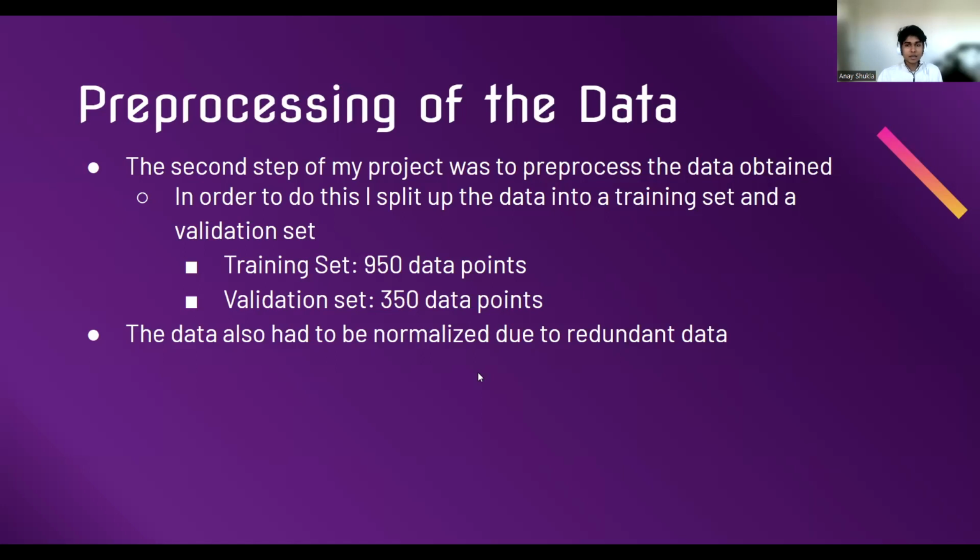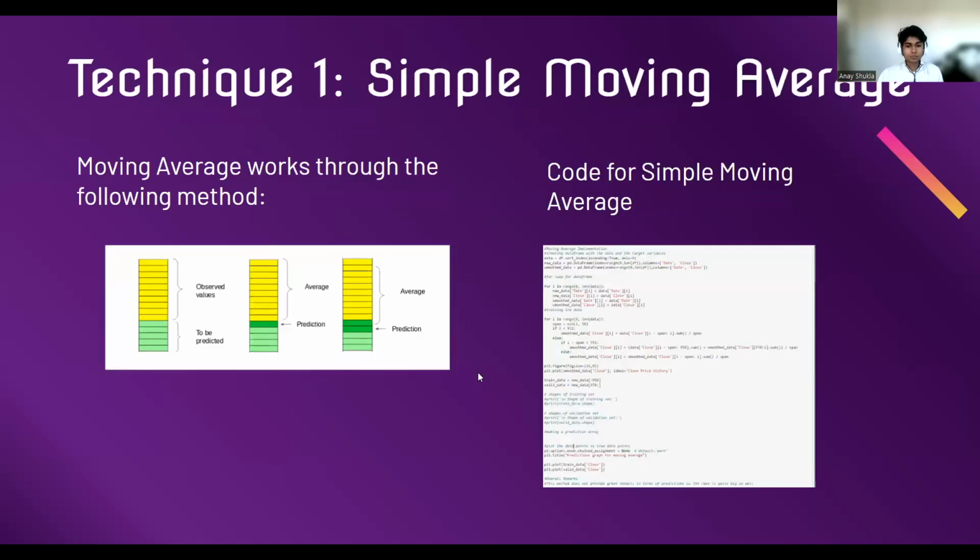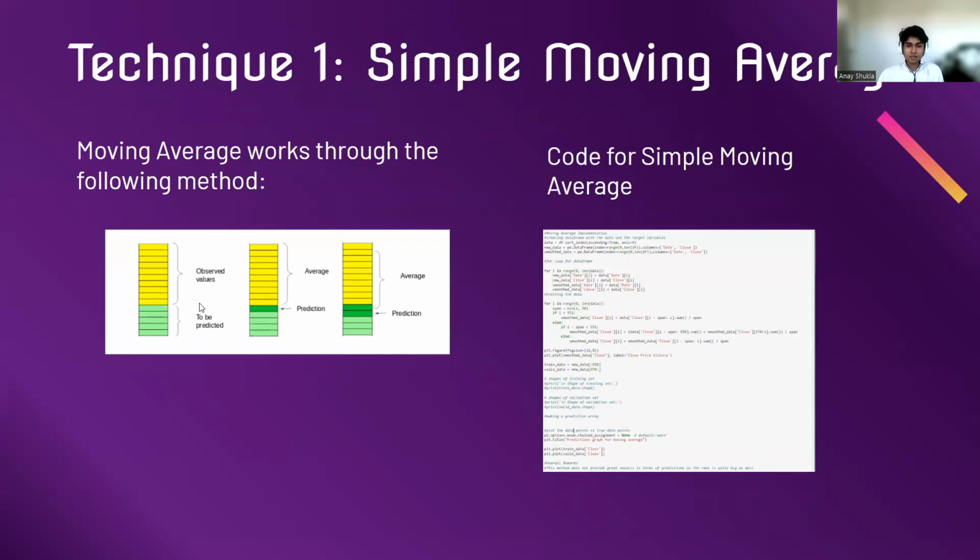So the first technique that I implemented was simple moving average. It uses the latest set of values for each prediction. In other words, for each subsequent step, the predicted values are taken into consideration while removing the oldest observed value from the set. Here is a simple figure that will help you understand this a little bit better. The code that I've utilized is right here.